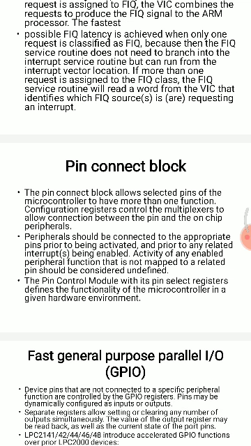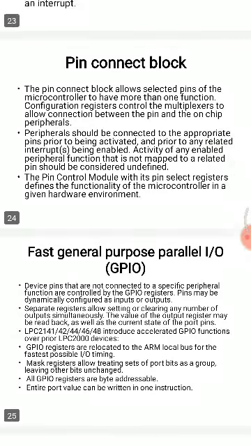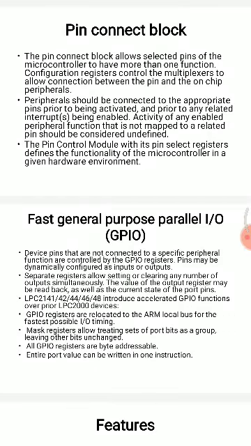The next one is the fast general purpose parallel pins, called GPIO. The LPC2148 introduces the accelerated GPIO functions in LPC2000 devices. The GPIO registers are relocated to the ARM local bus for the fastest possible I/O timing. Mask registers allow treating sets of port bits as a group, leaving other bits unchanged. All GPIO registers are byte addressable.